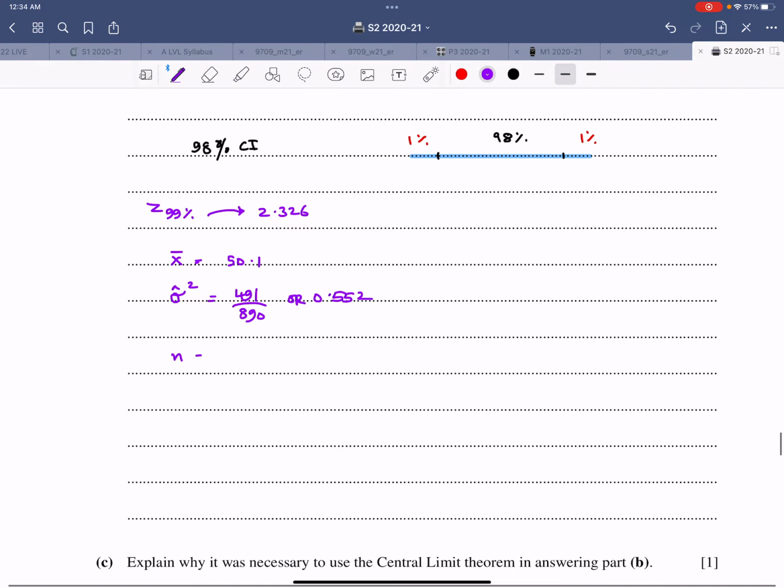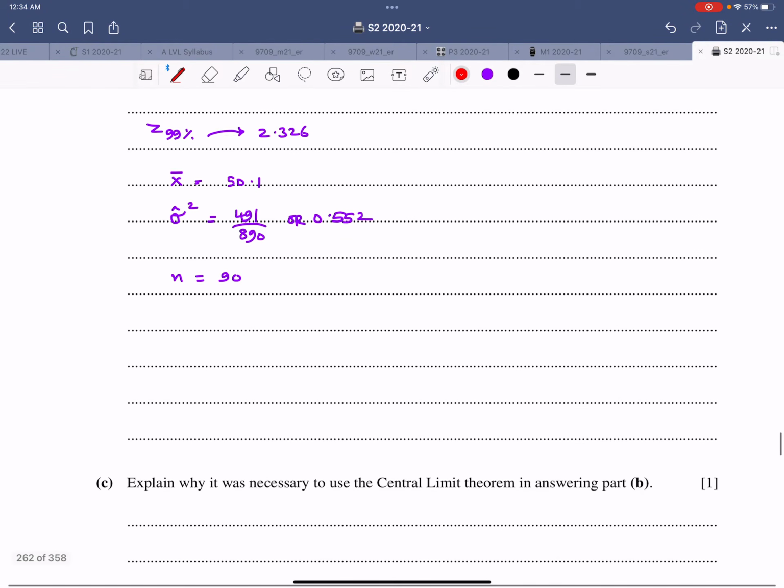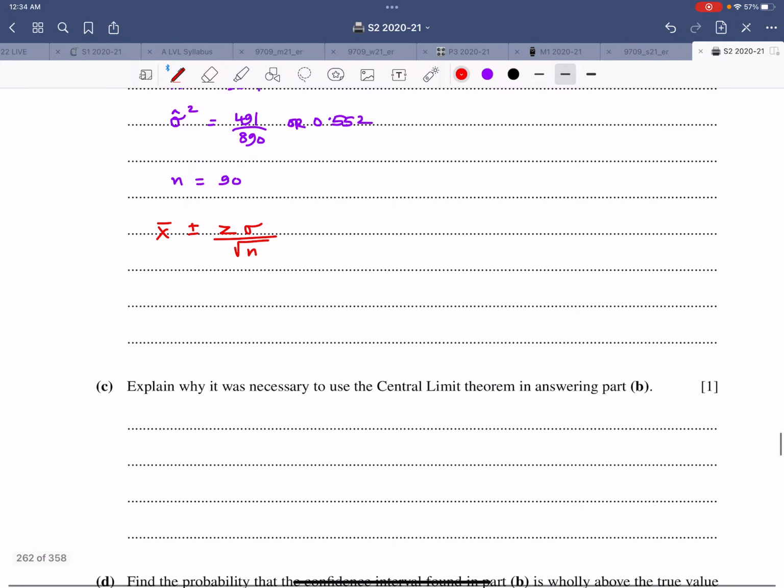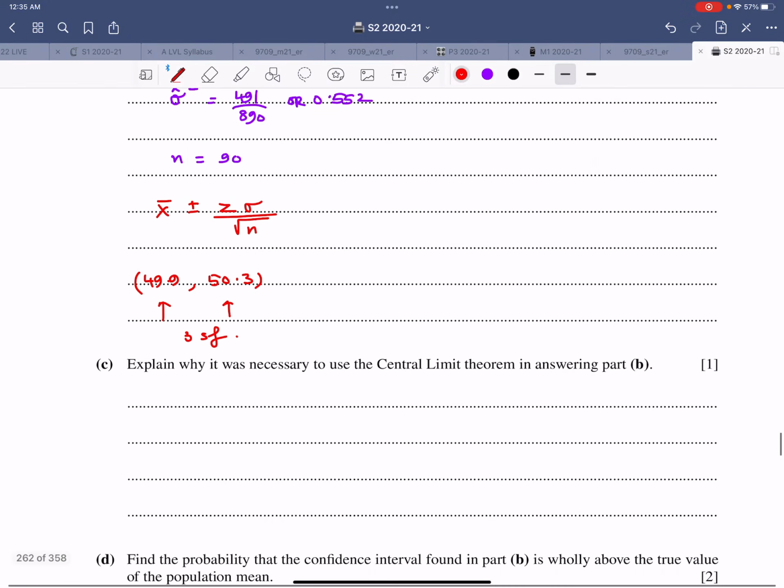And what else is there? N comes out to be 90. So just apply the formula, that is x bar plus minus z sigma over root n. Place everything where it belongs, and then you get the answer 49.9 and 50.3, and these answers are given to three significant figures. Now it says, explain why it was necessary to use the central limit theorem.